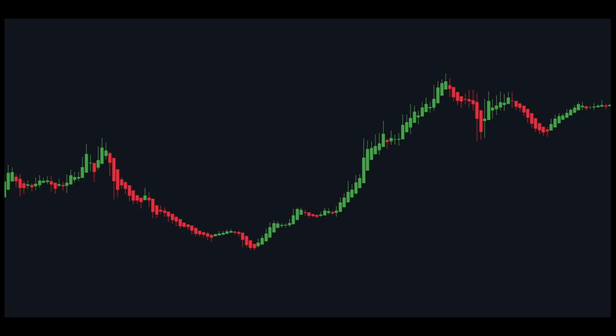Heiken Ashi candlesticks offer a solution to this issue, as they smooth out regular candlesticks and minimize market noise. After introducing Heiken Ashi candlesticks into the chart, we notice that the price action becomes smoother and market noise is significantly diminished, making it easier to understand whether the trend is bullish or bearish.